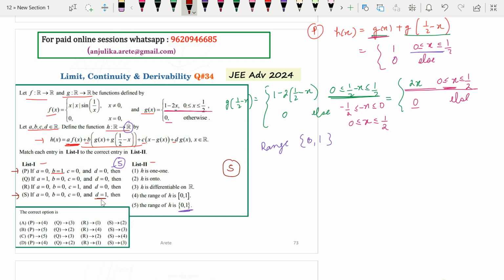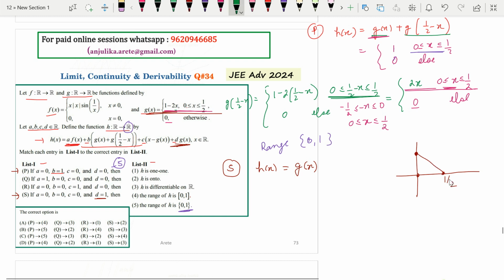See, it is d is 1. So what is my h of x if d is 1? It's just g of x. Can you just quickly draw what is g of x? See, this is your g of x. In 0 to half, it's a linear function. And at 0 what's happening? x is 0, then g is 1. So you are here. And when x is half, it is 0. So this is the line which you're getting, and everywhere else it is 0, here also it is 0, like this.